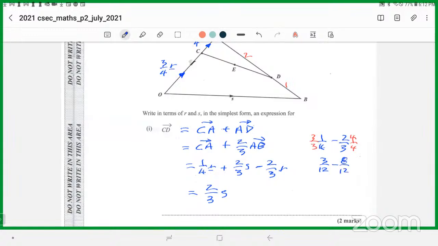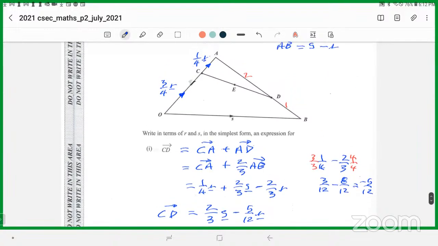So it works out to -5/12. So this and this become -5/12 R. Let's write it: minus 5/12 R. That is the answer. That's it. So this is CD, right? 2/3 S minus 5/12 R. That's how we go from C to D.